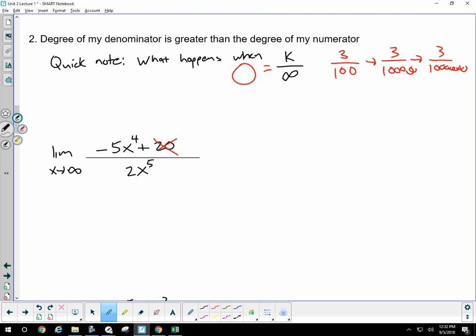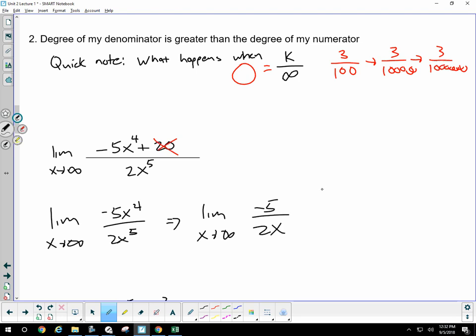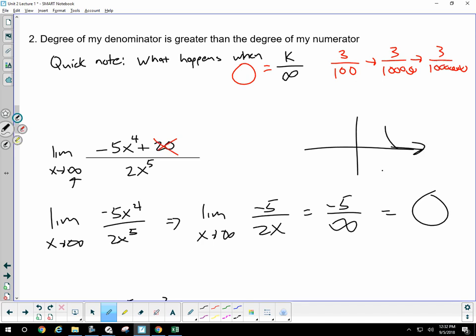Well, knowing that I can cross off this 20, if I asked you to evaluate this limit, you would simplify. And when you simplified, you'd end up with -5 over 2x. And if you plugged in infinity, you'd get -5 over infinity. Well, that's approaching 0. This is telling us that my function, if I look to the right, is going to be approaching 0. How is it approaching 0? From up here, from down here? I don't know. I don't care. For right now, I just know that we're approaching 0.